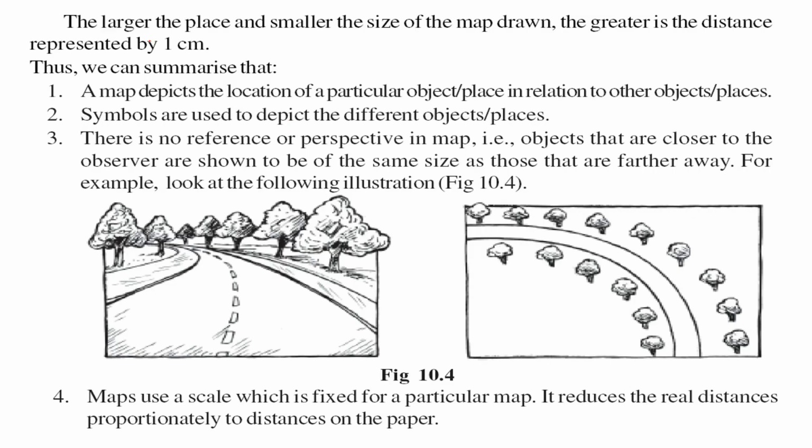First of all, the larger the place, the smaller the size of the map which is being drawn. If you draw a map of, say, India, the content will be very small. But if you want to draw the map of, say, your city or your community, then the map will be showing more stuff. Smaller, I just refer to the scale. So the greater is the distance.